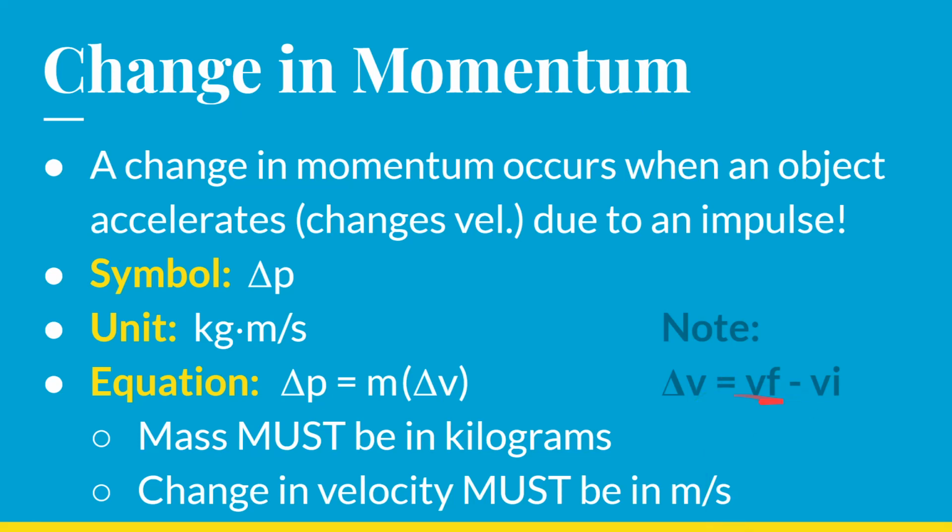If you want to write this down as well, you can, but change in anything is always final minus initial. Change in position, final minus initial. Change in velocity, final minus initial velocity in this case. So again, change in momentum occurs when an object accelerates due to an impulse.